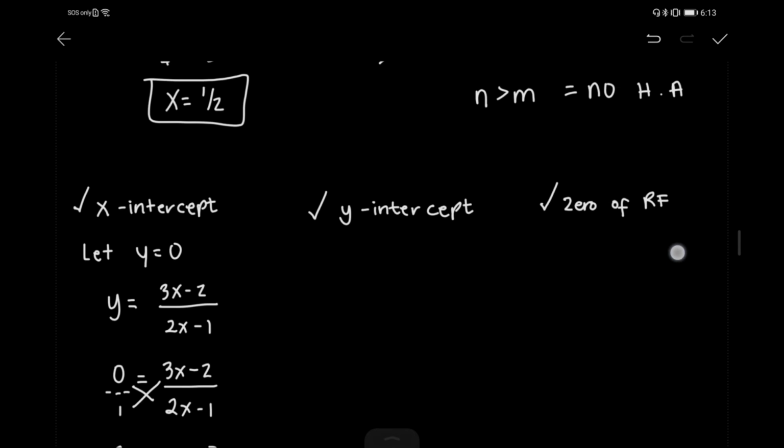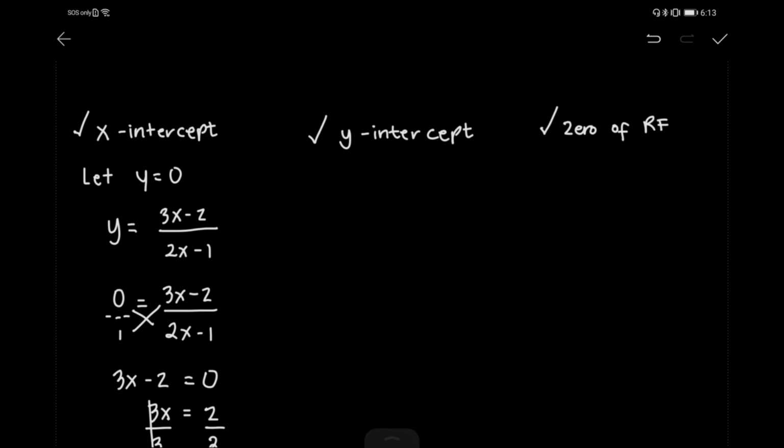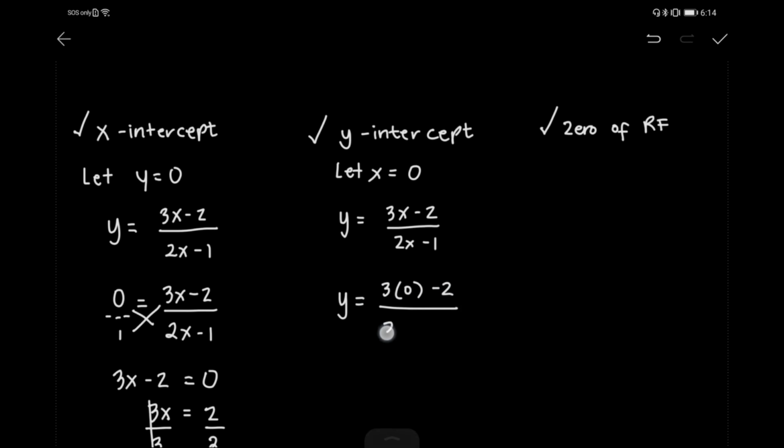How about sa y-intercept naman? Para makuha natin yung y-intercept, we have to let the value of our x equal to 0. So this is our original function: y is equal to (3x minus 2) all over (2x minus 1). So palitan natin yung x natin ng 0. So this will become y is equal to 3 times 0 minus 2 all over 2 times 0 minus 1.